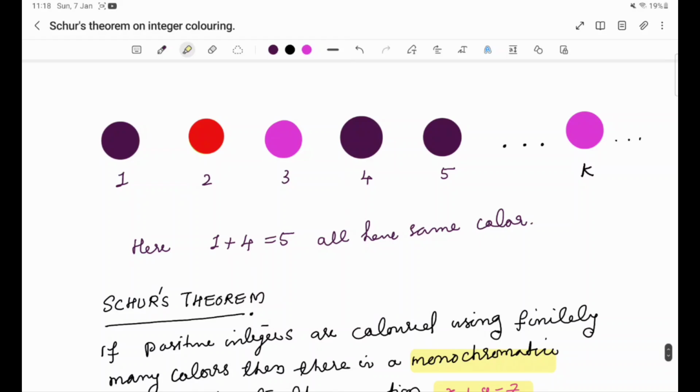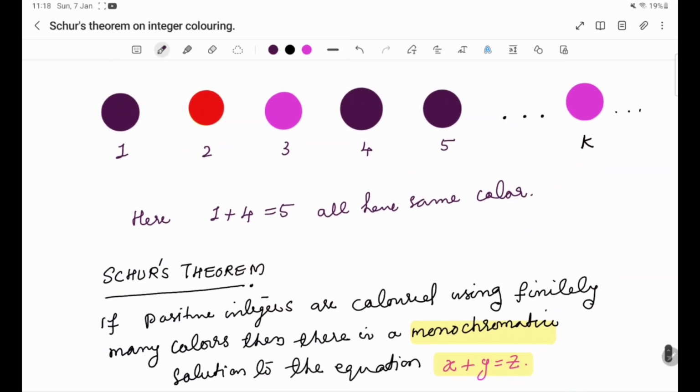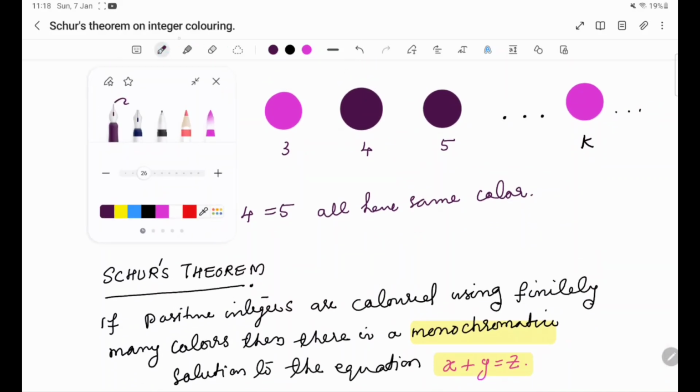We get a solution, 1, 4, 5, right? Such that 1 plus 4 equals 5. So the triple is monochromatic. They all have the same color. So that's what Schur is saying.